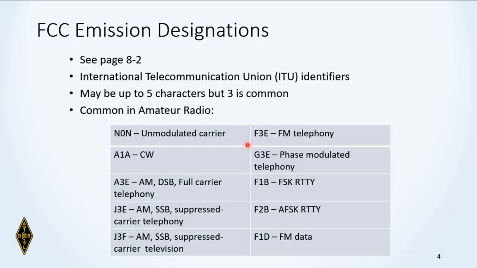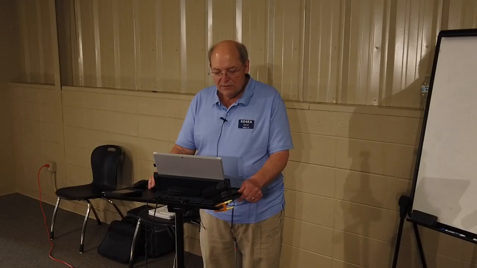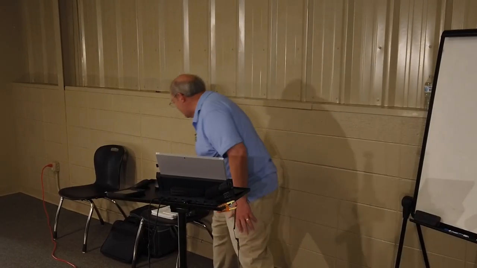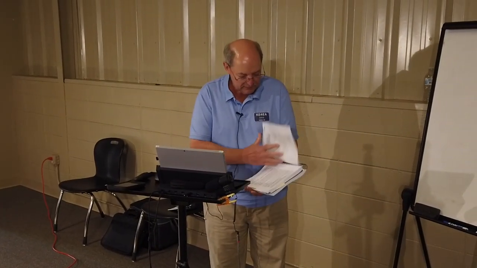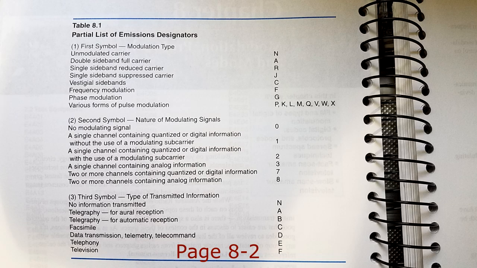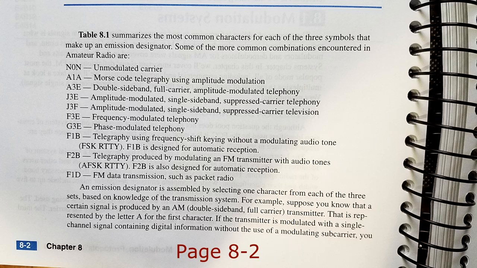So here's, speaking of emission designations, these started out fairly simple in the beginning, but they've become more and more complicated. On page 8.8-2 in your book, I'll look at that for just a minute. You can see that there's all kinds of things listed here. And if you are a real glutton for punishment, you can read the FCC rules. It gets into this in a great deal of detail. So I wanted you to be aware that they were there.